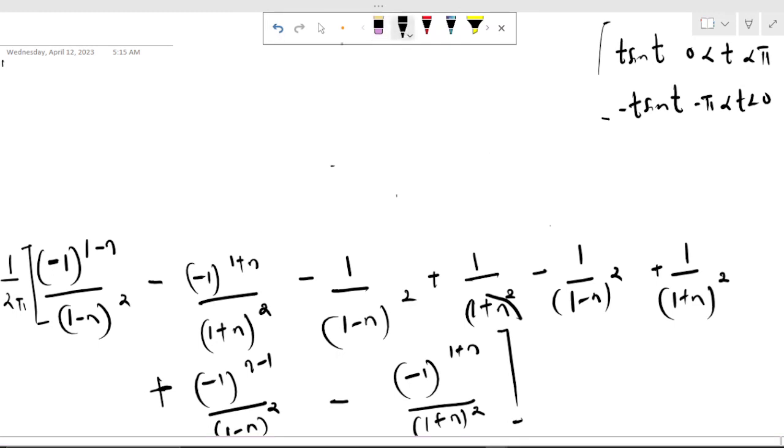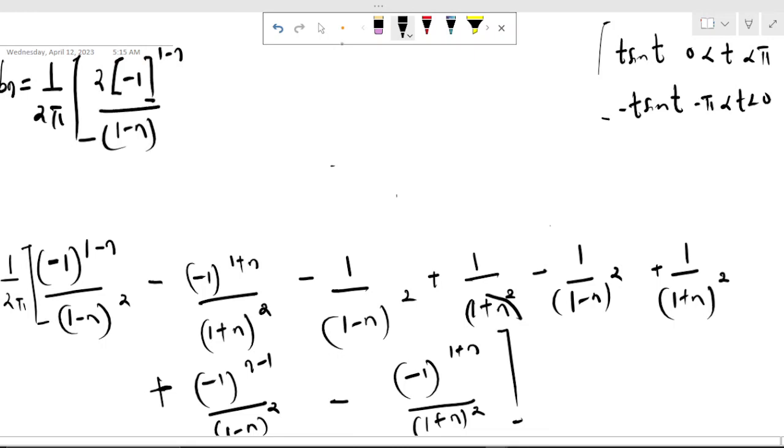So now simplifying this, our bn is equal to 1 over 2 pi. Now, like I explained earlier, minus 1 raised to power 1 minus n over 1 minus n squared and minus 1 raised to power n minus 1 over 1 minus n squared are the same. So we have 2 into minus 1 raised to power 1 minus n over 1 minus n squared. Now we have a negative, and we have the same term here. So you have minus 2 minus 1 raised to power 1 plus n over 1 plus n all square.